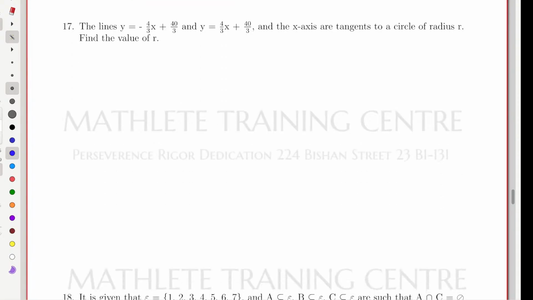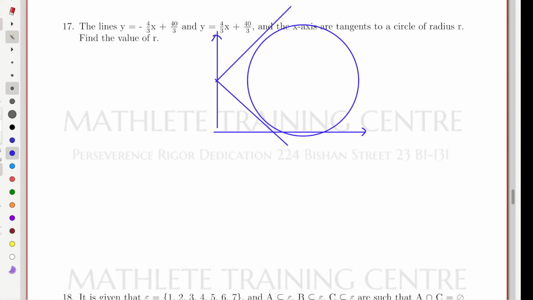Question number 17. We have these two lines and the x-axis tangent to the circle R. This is one of those questions that is poorly phrased because at first I thought it was some other circle. Because I like to think in the first quadrant, to me this was my x-axis, this was my y-axis, this was one of the lines, this is my other line.